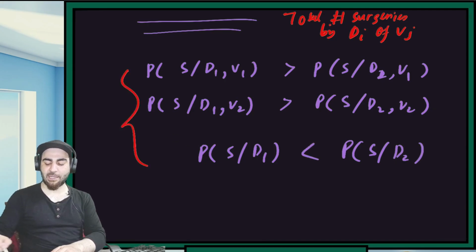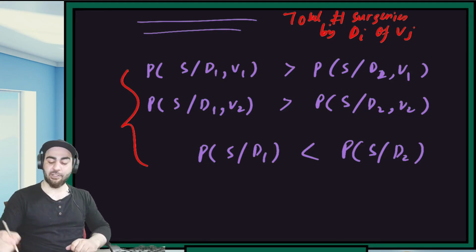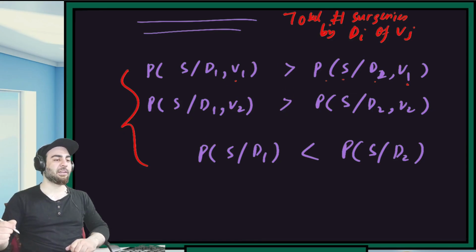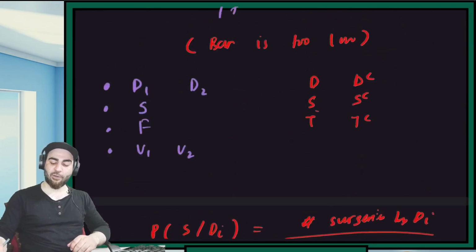Okay, this is where the magic comes in. I am always telling you, read the equations as if you are reading English, as I am reading it right now. Probability of success given that doctor 1 has performed surgery V1 is greater than probability of success given that doctor 2 has performed surgery V1. Similarly, probability of success given that doctor 1 has performed surgery V2 is greater than probability of success given that doctor 2 has performed surgery V2. So in both the individual cases, the success rate for this is more. But when you suddenly combine them, probability of success given doctor 1 is less than probability of success given doctor 2.